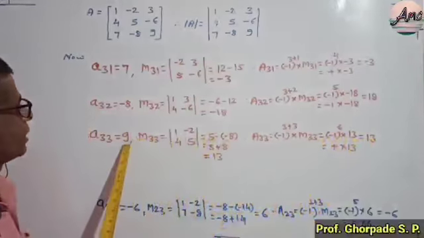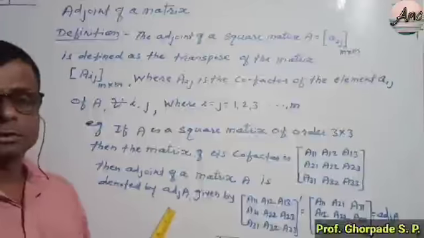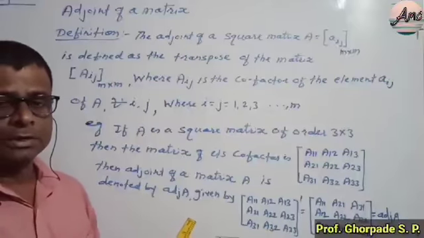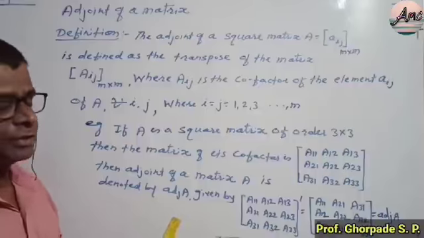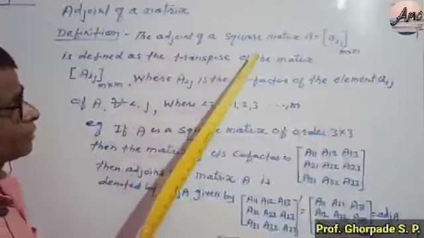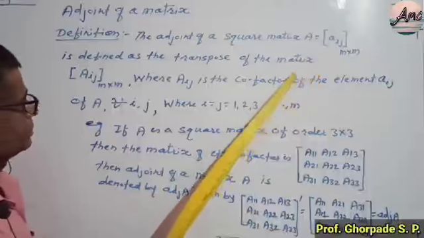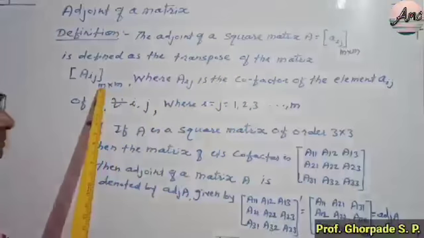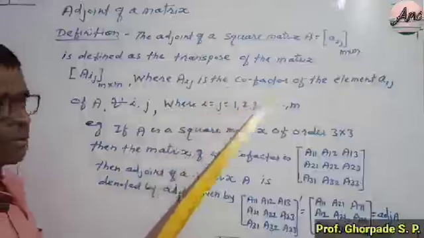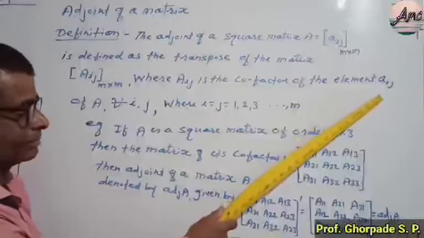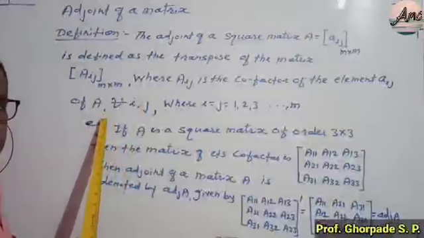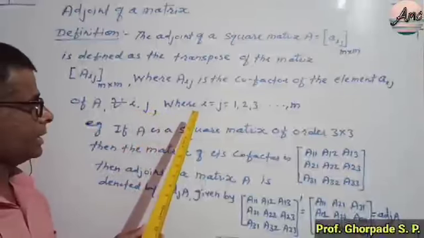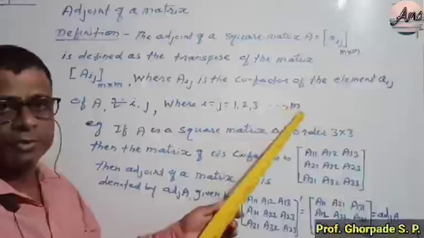The cofactor of A33. Next, try to understand what is the meaning of the adjoint of a given square matrix. So the definition is like this. The adjoint of a square matrix A equal to [Aij] is defined as the transpose of the matrix [Aij], where Aij is the cofactor of the element aij of the matrix A for all i and j, where i and j equal 1, 2, 3 up to m.